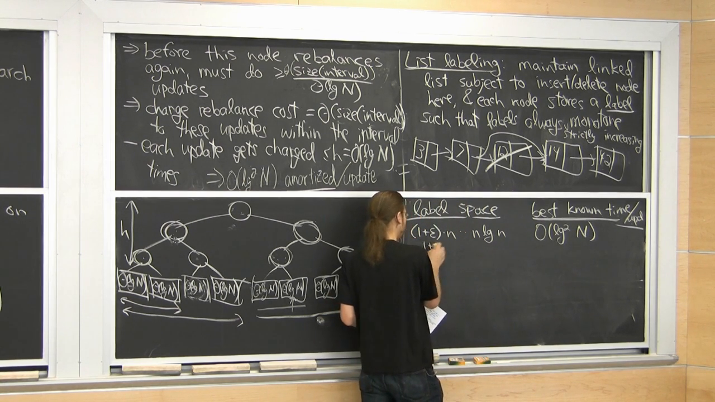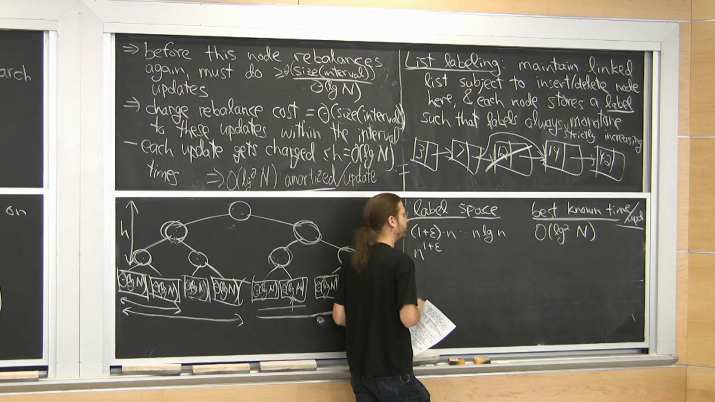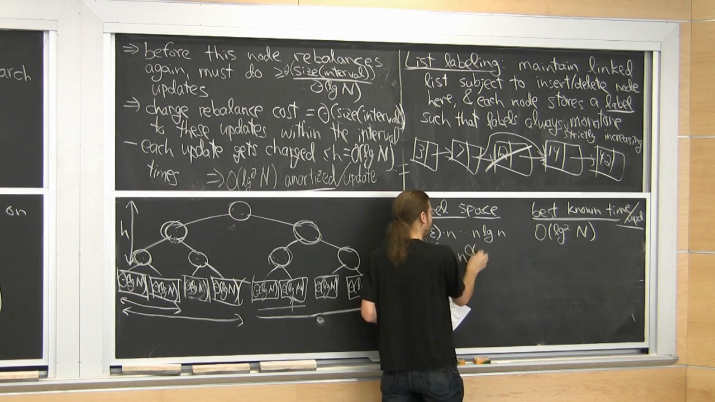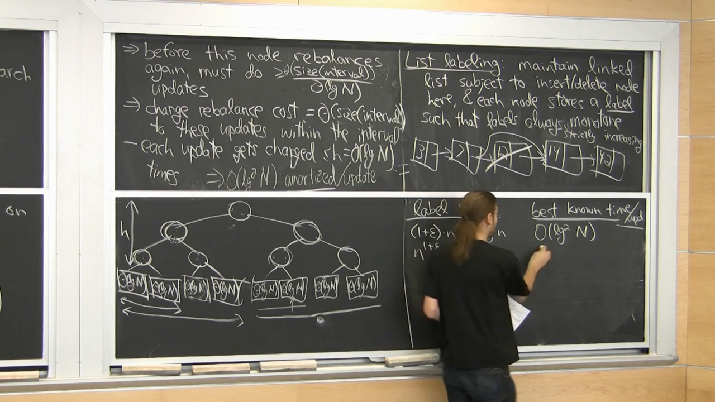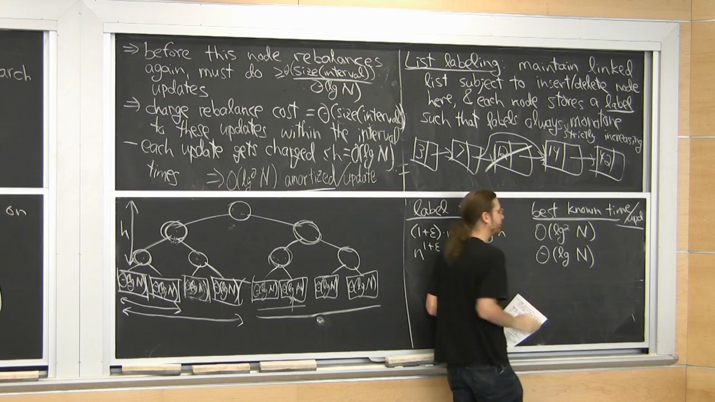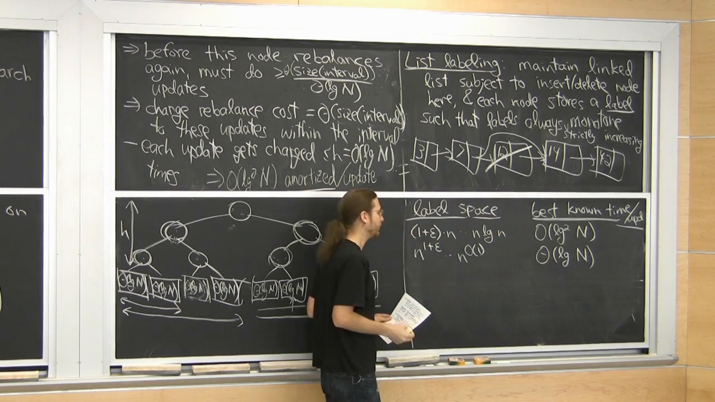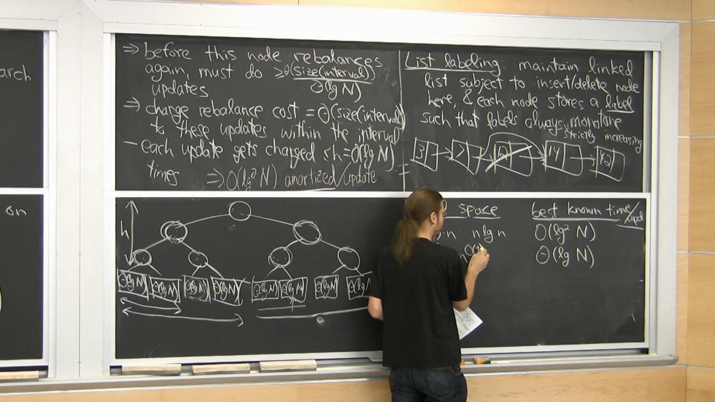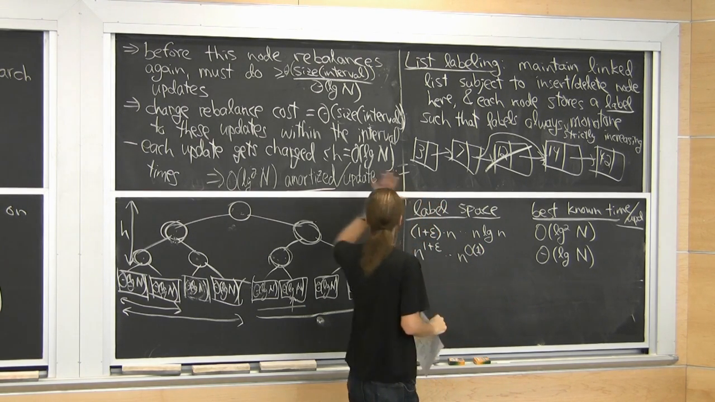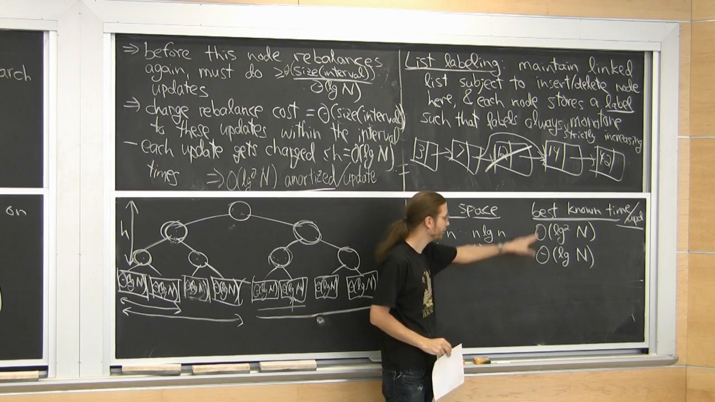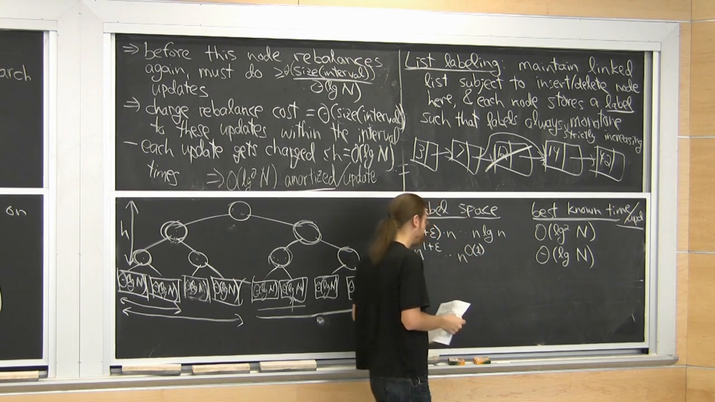If you bump up the space to n to the 1 plus epsilon, so a little bit superlinear, and anything polynomial, then the best we know is log n. And there's actually a lower bound for this result in a particular model. So it seems pretty clear that, at least for this style of data structure, the best you can do in this situation is log n. But hey, log n is better than log squared.